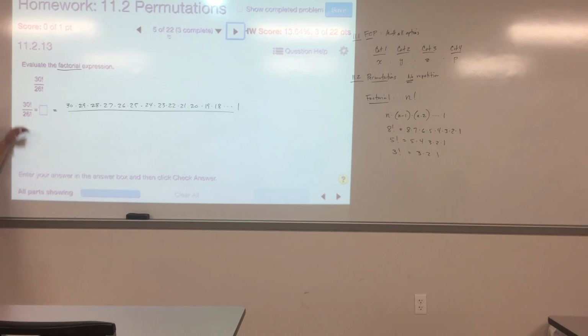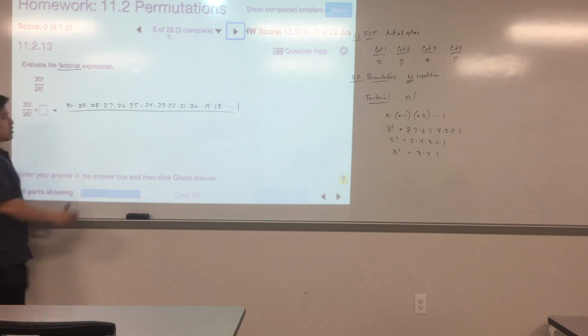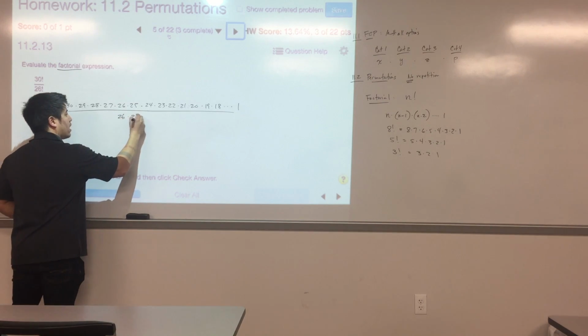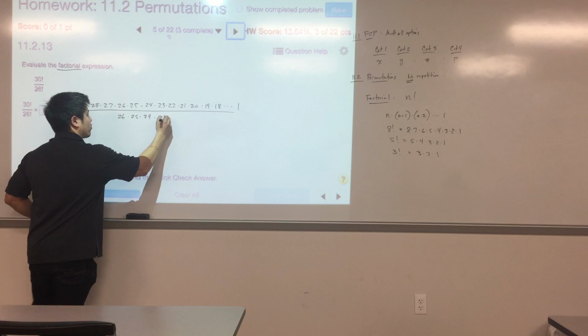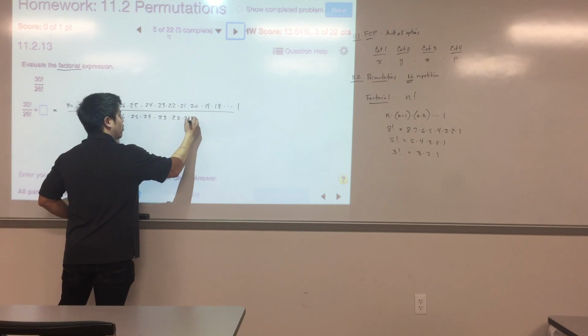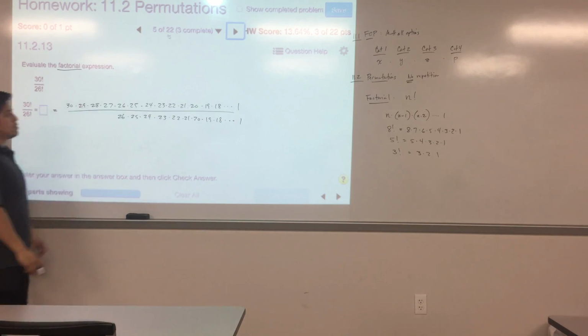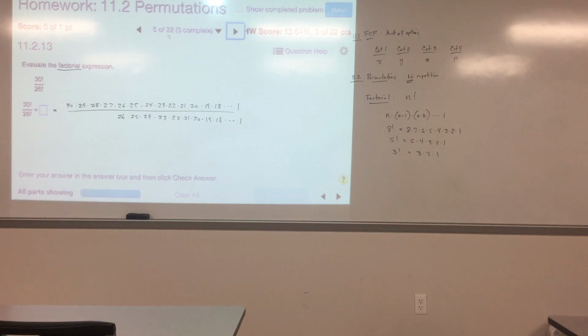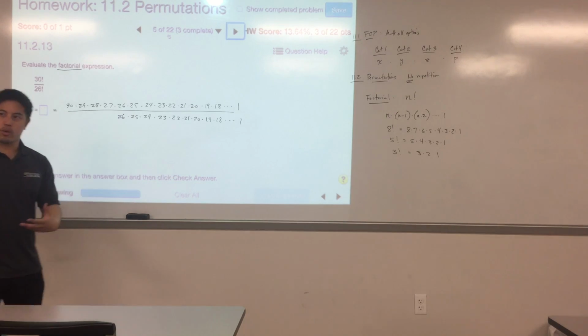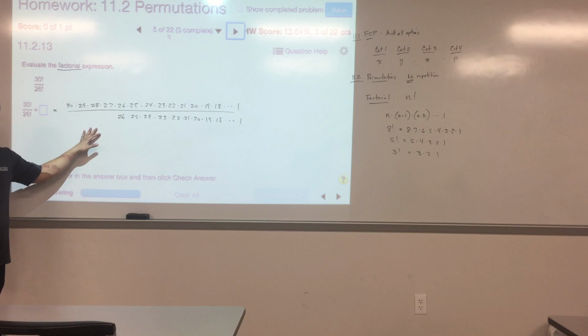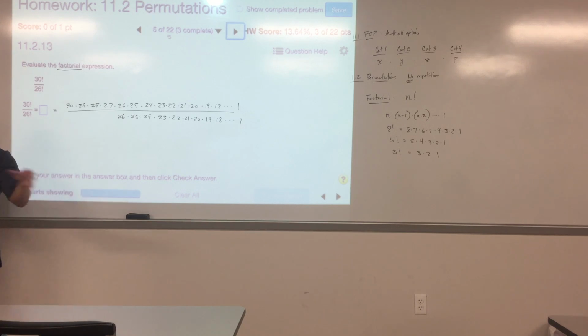What would 26 factorial be? Where would we start with 26 factorial? 26 and count down. 26, 25, 24, 23, 22, 21, 20, 19, 18, all the way down to 1. Everybody agree? Now, there are 2 ways to do this problem. The first way, I'm doing it by hand, I'm going to show you here. The second way, I'm going to show you on your calculator. Does that make sense?